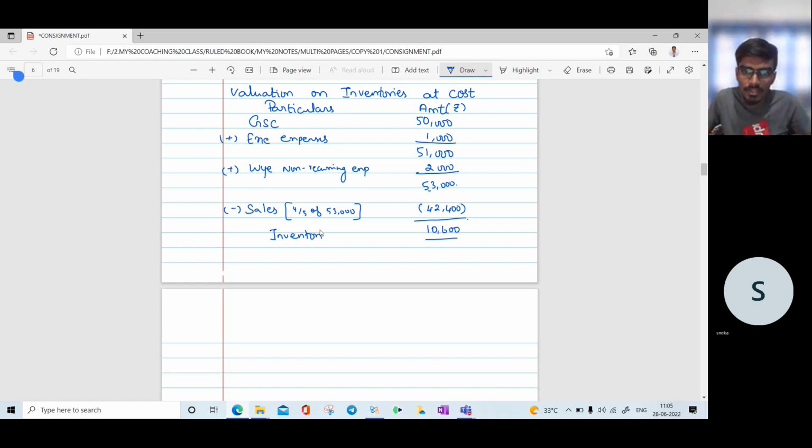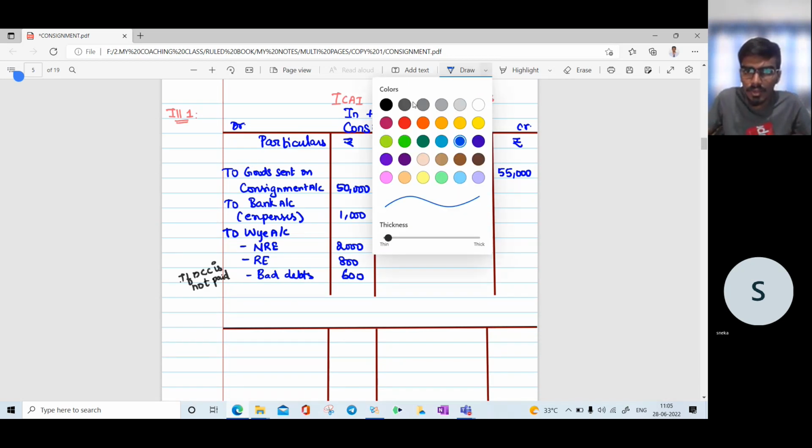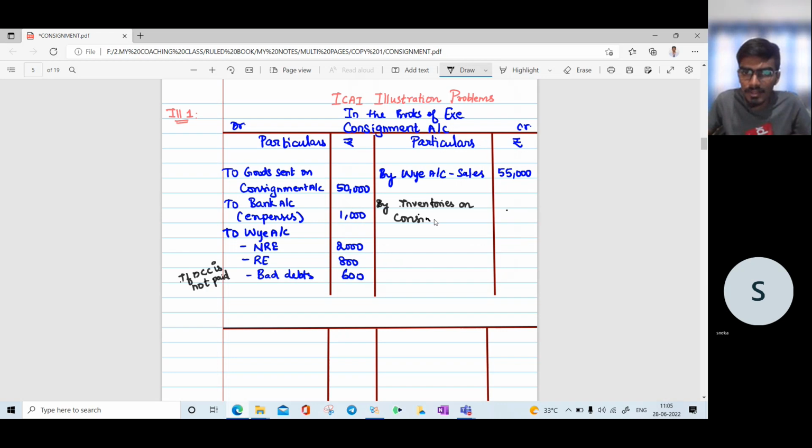10,600 is your inventories. Inventories you can also say as consignment stock. Inventories on consignment or consignment stock. Anything is preferable. You can use consignment stock also. 10,600. And go to the note and write down inventories on consignment, refer working note 1, 10,600.